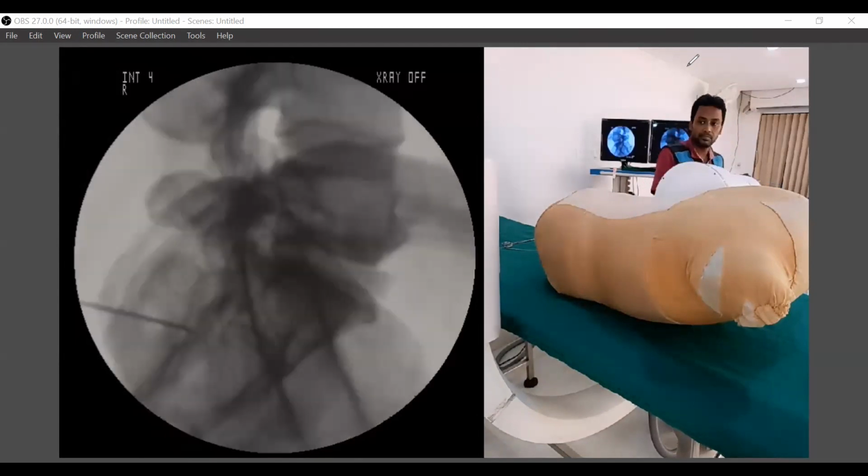So I am just above the posterior plate of the sacrum. So I'm just going inside a bit. So now I'm in the epidural space. Yeah, now I'm in the epidural space. Okay, sure. So now I'm in the epidural space.